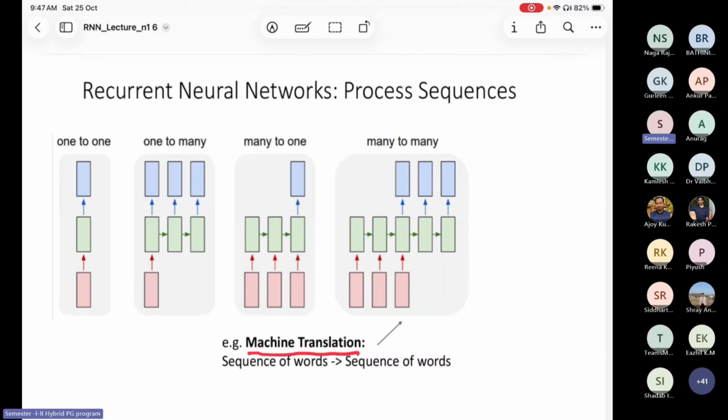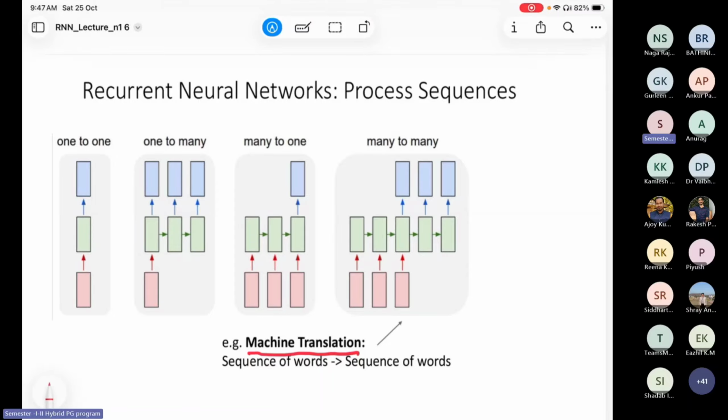If you see that problem carefully, it's many to many, because we have many inputs, many words, since a paragraph or sentence has a lot of words, and you have to predict a lot of words as output, because that language also contains a lot of words for making the paragraph. Whatever paragraph you give in one language should be converted into another language. So this problem is called many to many, because there are many input words, a sequence, and many output words, a sequence of words.